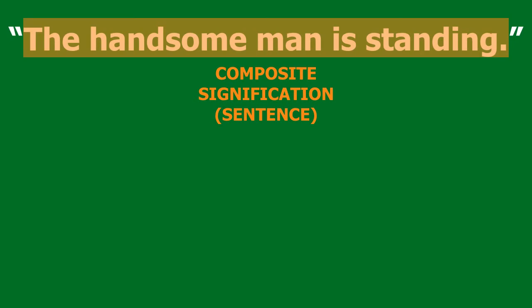The difference between the composite signification of a sentence and the composite signification of a phrase is that the meaning that is signified by a sentence is a complete meaning. A speaker can say a sentence and stop, and the listener is satisfied with what he hears. But if someone says a phrase, an incomplete sentence, like handsome man, the listener is not satisfied and he doesn't feel that a complete meaning has been signified. So there are two kinds of composite expressions. One signifies a complete meaning, and the other an incomplete meaning.